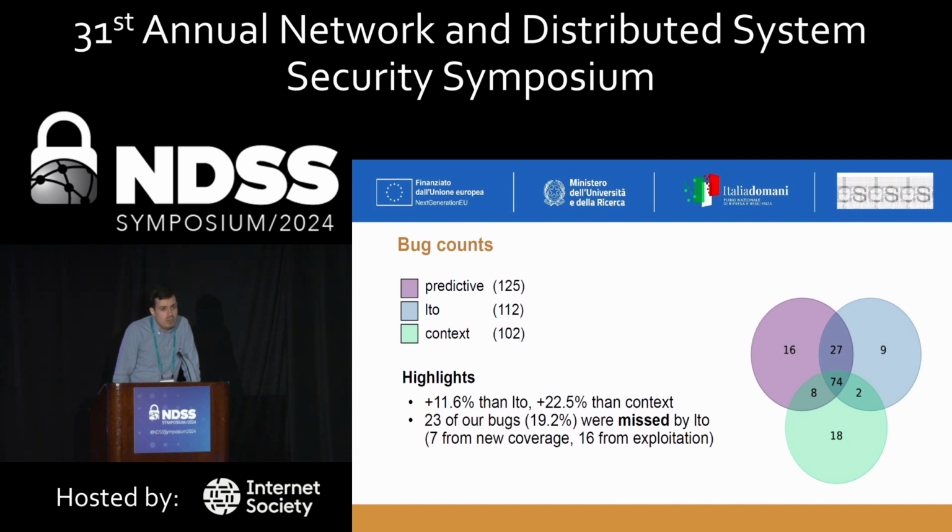We found more than both, 11% more than one, 22 more than the other, but what I want to stress here is more than absolute counts. What I found interesting is that our bugs are different. So not only, yes, they are more, but they're also different. We find bugs that are missed by link time optimization, edge coverage with link time optimization.